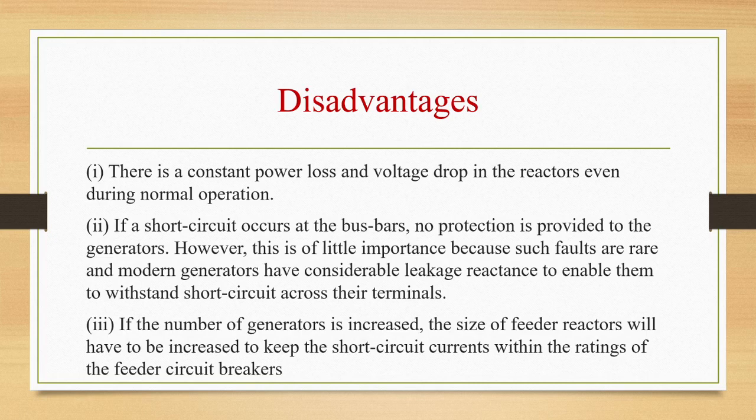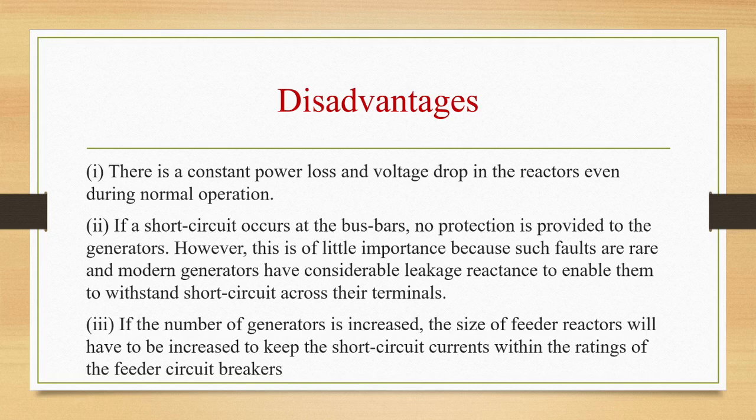So what is the first disadvantage? During normal operation also there will be constant power loss and voltage drop in the reactors. Second point, whenever a short circuit occurs at the bus bars, protection is not provided to the generator. However, this is of little importance because such faults are rare and modern generators have considerable leakage reactance.